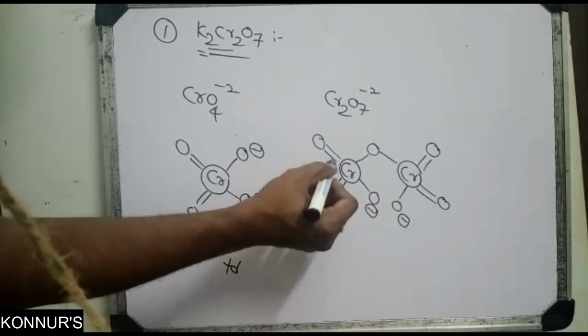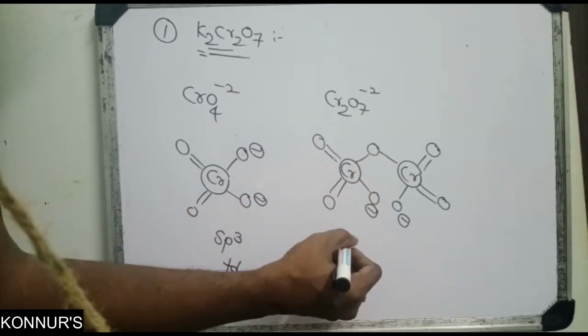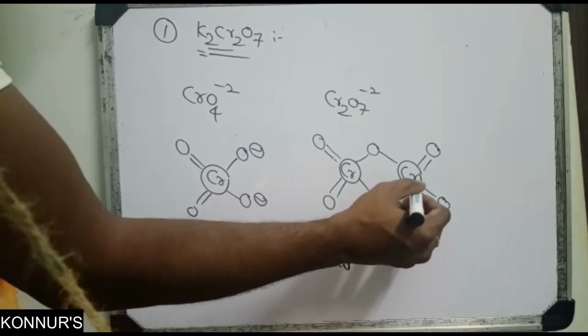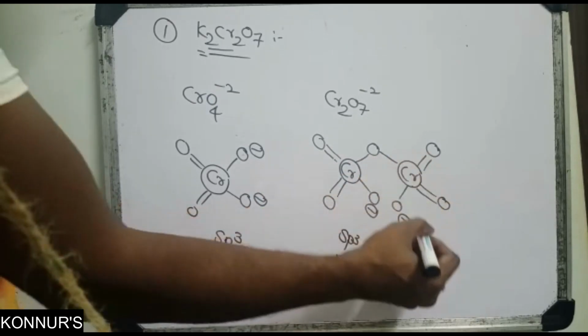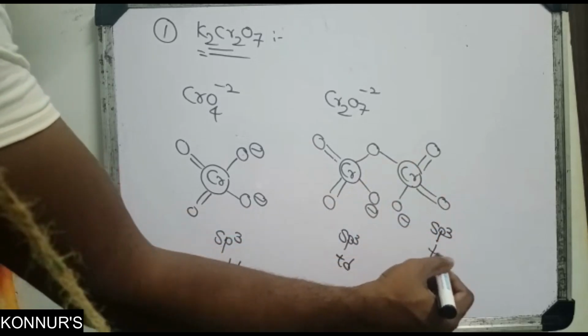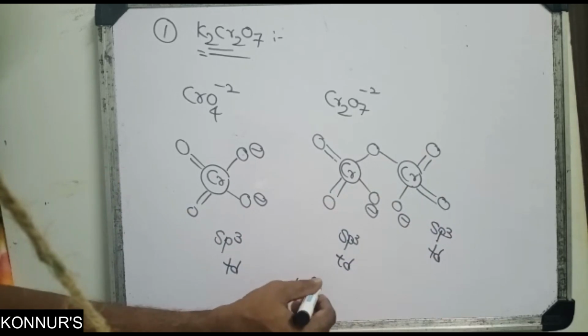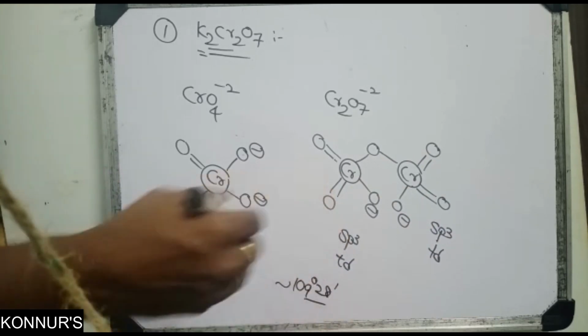So here also 1 sigma, second sigma, third sigma, 4 sigma. 4 sigma means what? That is sp3. Structure is tetrahedral. This chromium also has 1, 2, 3, 4, so that is also an sp3 tetrahedral structure. Bond angle is nearer to 109 degrees 28 minutes.